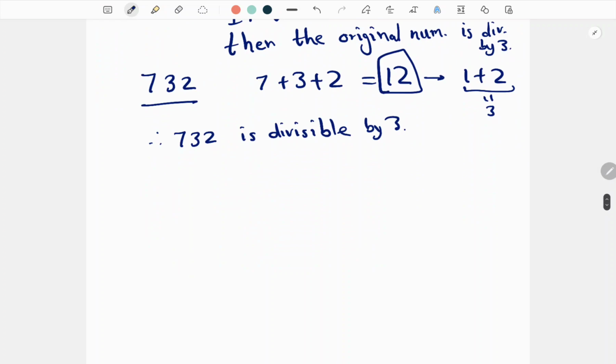Let's take an example of a number that is not divisible by 3. Let's say 97. 9 plus 7 is 16. 16 is not divisible by 3, or another way to see this is 1 plus 6 is equal to 7, and 7 is definitely not divisible by 3. So you can recursively keep applying this rule if the number is not immediately observable as divisible. So 97 is not divisible by 3.